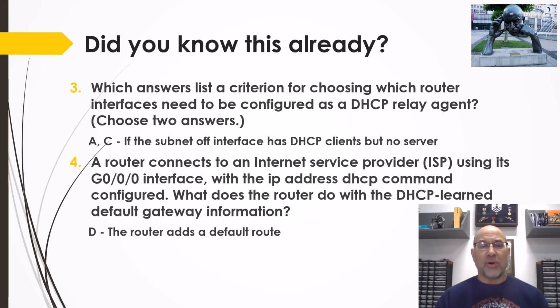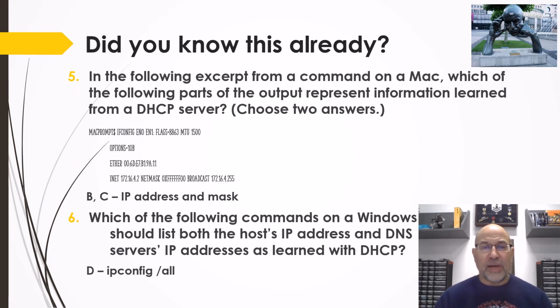Question number 4, a router connects to an internet service provider using its gigabit interface. With the ip address dhcp command configured, what does the router do with the DHCP-learned default gateway? Well, we just saw that it adds a default route. Question number 5, in the following excerpt from a command on a Macintosh computer, which of the following parts of the output represent information learned from a DHCP server? Well, if we think about what we just configured and we think about the basics, we know that the IP address and the mask will have come from the server. All of this other stuff is interface specific or automatically figured out.